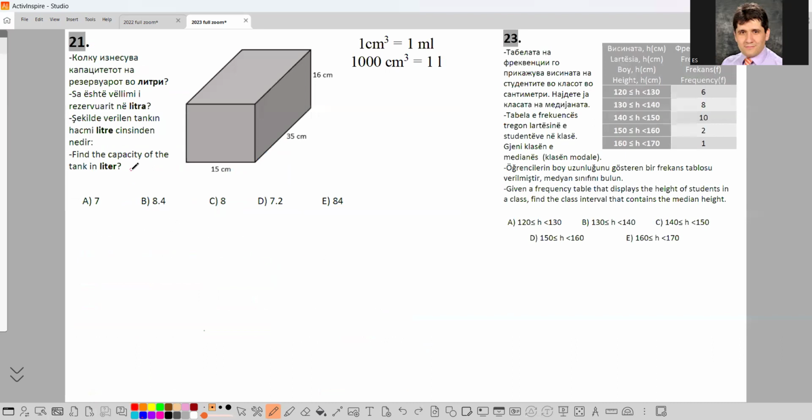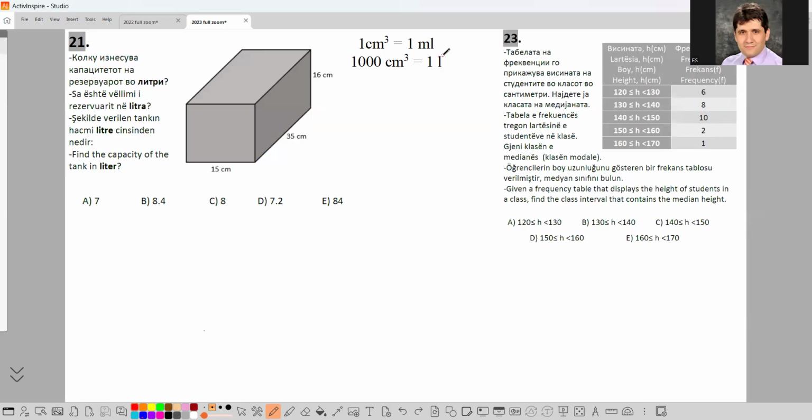What is the capacity of the tank in liters? Right, what's the capacity in liters? 15 centimeters, 35 centimeters, 16 centimeters. Remember this conversion.